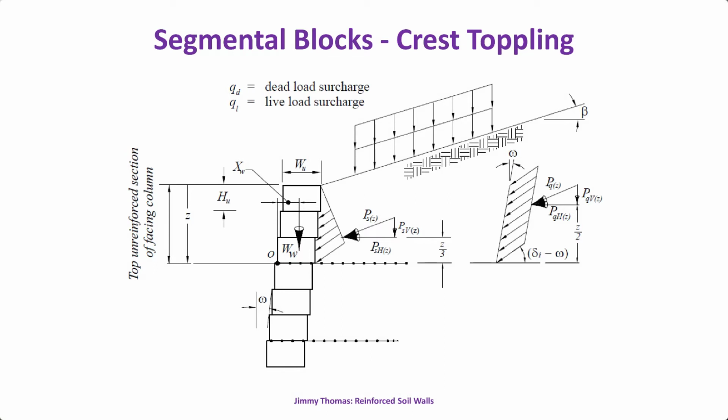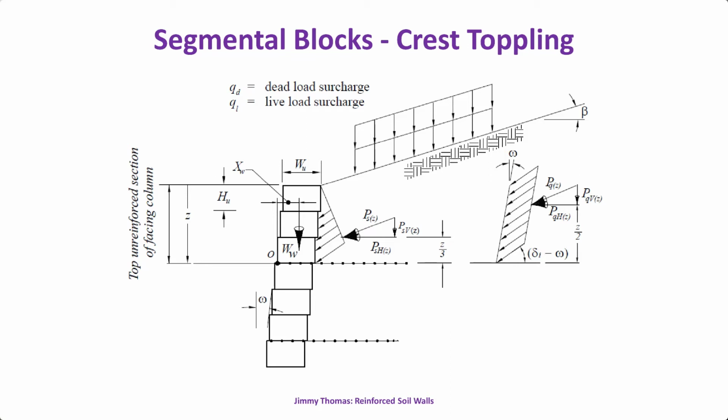Here, this is from the NCMA, which is specific to segmental walls. They give a very detailed procedure on how to analyze for crest toppling. That means we have to analyze the stability of this basically as a cantilever wall. Ideally, we'll have to check if we provide reinforcement there.